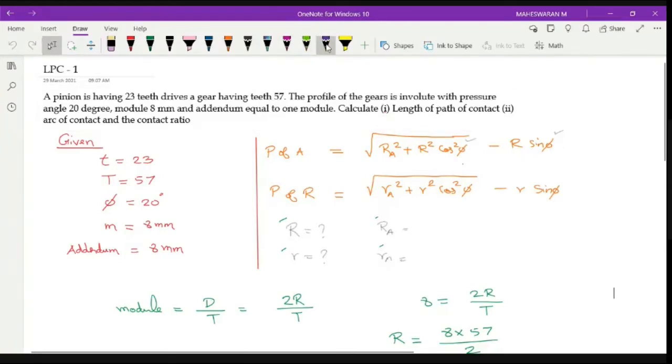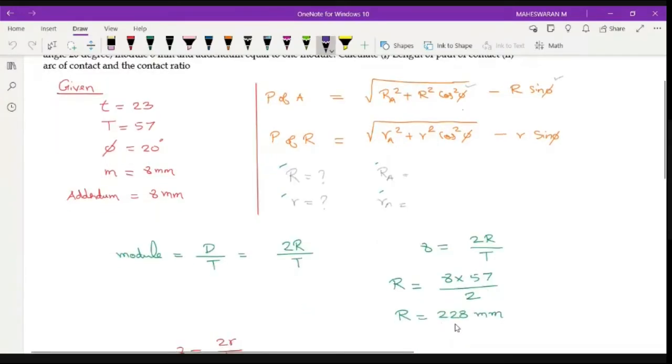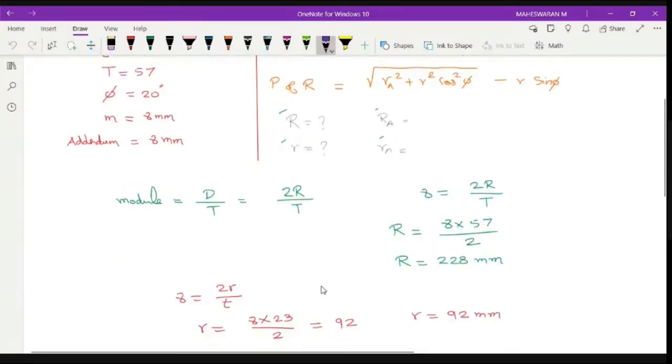In this, you know all the data. Phi is your pressure angle, which is known. Capital R we have to identify from the module. Module is d by t. We know that formula. Since diameter is 2 times the radius, based on that we identify capital R as 228. We use the same formula to identify small r also. Small r is 92 mm, right?